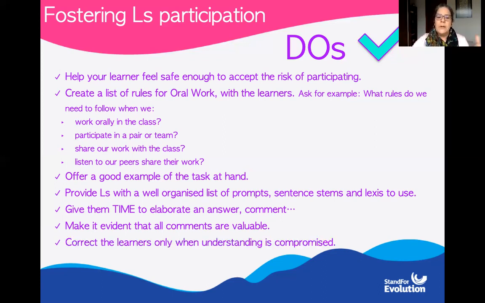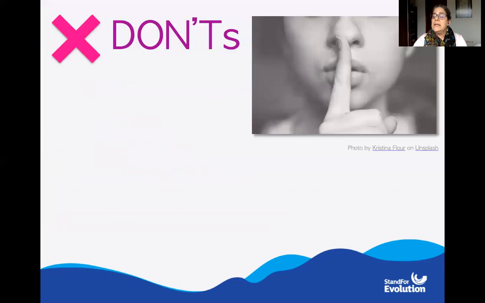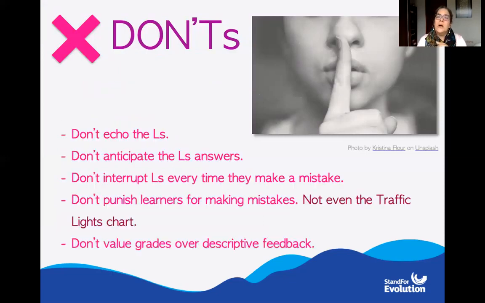Correct the learners only when understanding is compromised. So don't start correcting them every time they make a mistake. Just do it only when understanding is compromised. What is it that you should not do? Don't echo the learners, please. We tend to echo the learners. So when they give us an answer, we repeat the answer. I don't know why, but it happens. So try not to do that for the learners.